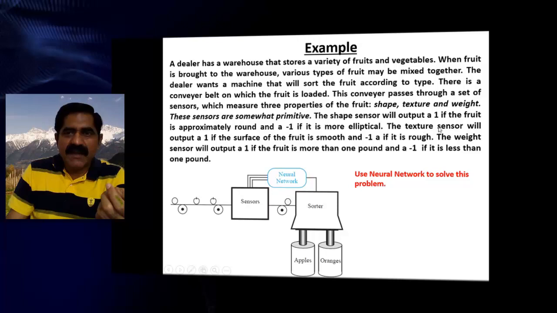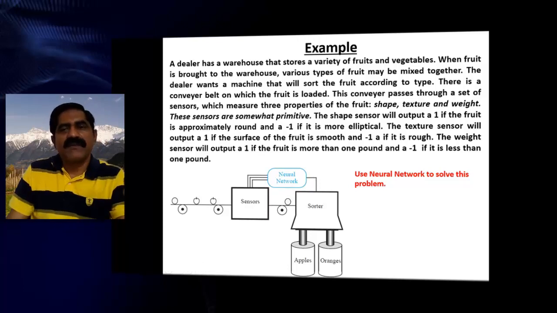Another case, texture. The texture sensor will output a 1 if the surface of the fruit is smooth. Suppose apple, if you take, has a smooth surface. Suppose you take orange, that is not a smooth surface, it is a rough surface. So apple case you are keeping 1, orange case you are keeping -1. Then coming to weight, the sensor will output a 1 if the fruit is more than 1 pound and a -1 if it is less than 1 pound. Suppose you are considering almost similar weight, then apple and orange are denoted as 1. So here if you see these features, shape, texture and weight: shape both are similar, so we are keeping 1. Texture both are different, apple smooth, orange rough. Weight both are same, we are representing 1.